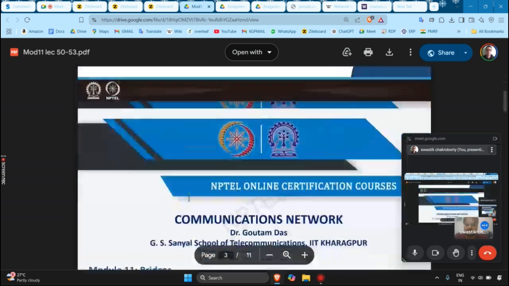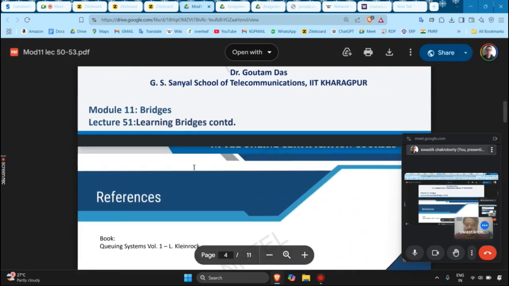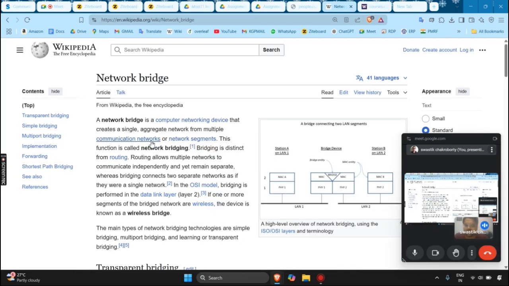Today's first topic is learning bridges. So what is a network bridge? A network bridge is a computer networking device that creates a single aggregate network from multiple communication networks. This function is called network bridging.